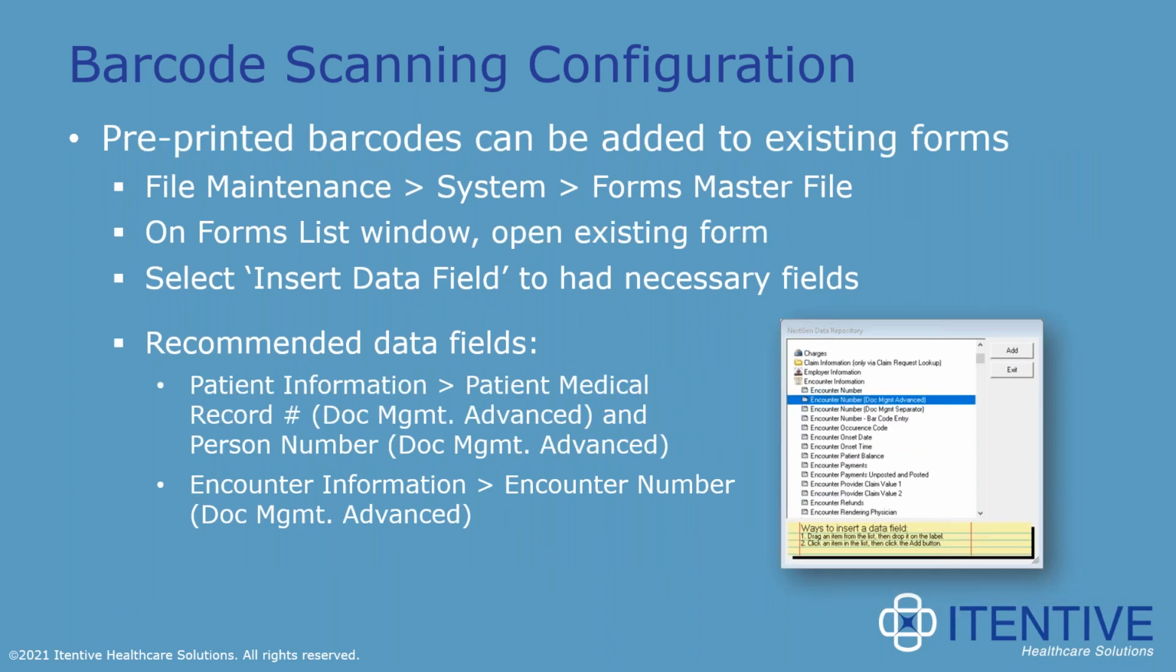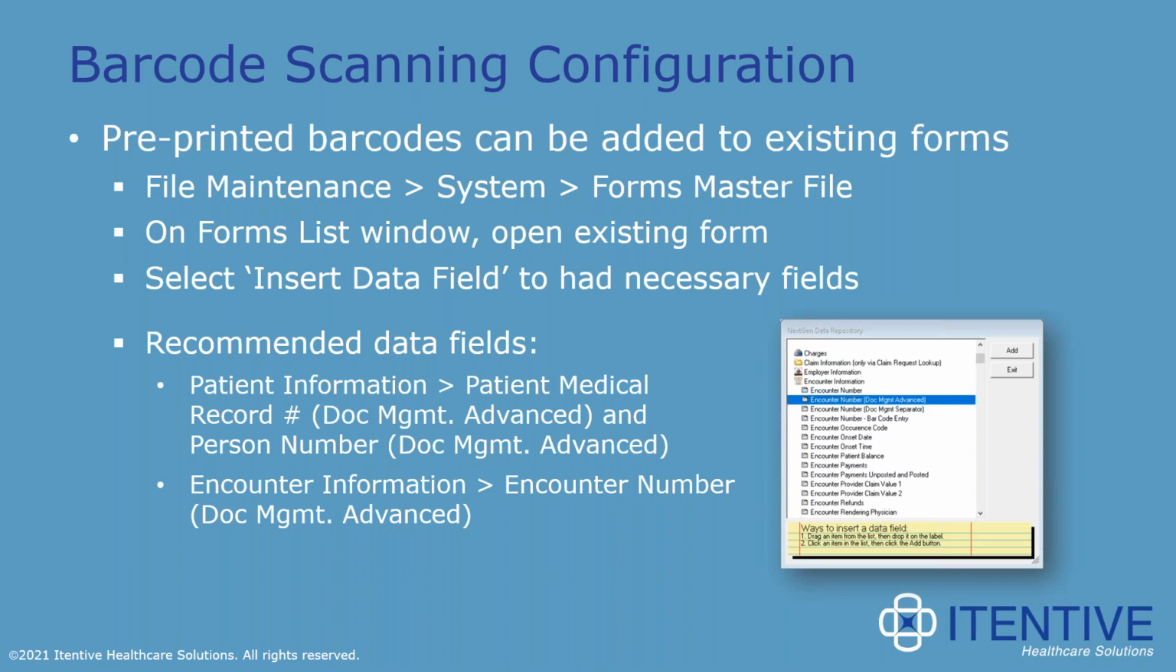If your practice would like to add pre-printed barcodes to any of your existing forms, for example, to add a barcode to a patient intake form or a consent form, you would also use this forms master file. So you would open up that existing form, select that insert data field option again, and then NextGen also has recommended data fields for our pre-printed barcodes.